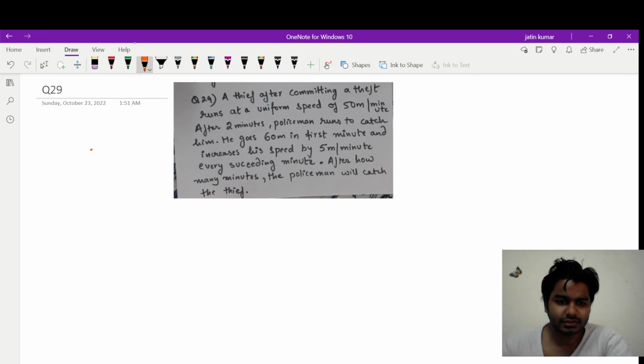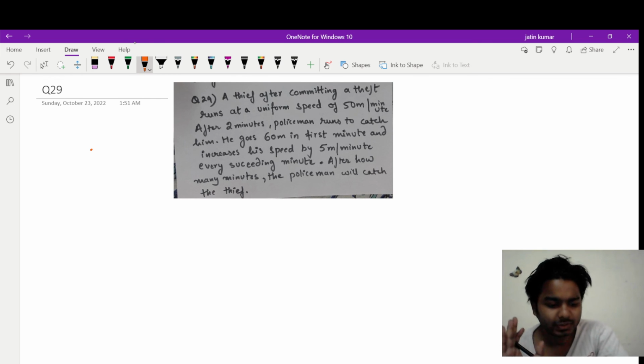Again a very similar question to the car one. Can you solve it on your own? Can I skip this question? A thief after committing a theft runs at a uniform speed of 50 meter per minute. After 2 minutes, but the gap is 2 minutes here only.